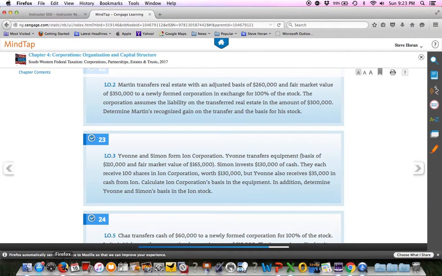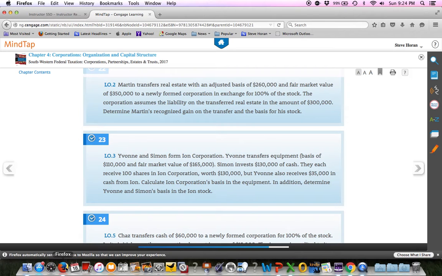23 is Yvonne and Simon form Ion Corp. Yvonne transfers equipment, basis of 110, fair market value of 165. Simon invests 130 in cash. They each receive 100 shares of Ion Corp worth 130 each. Yvonne also receives 35,000 in cash from Ion. Calculate Ion's basis in the equipment. In addition, determine Yvonne and Simon's basis in the stock of the company.